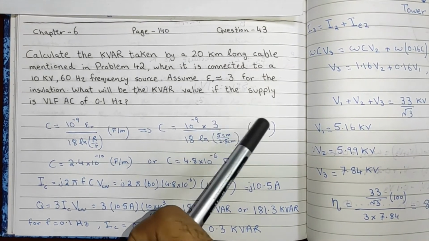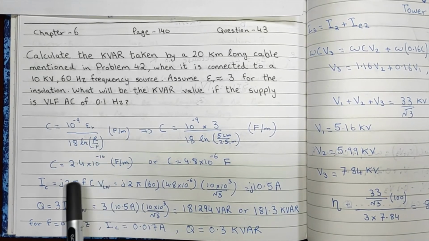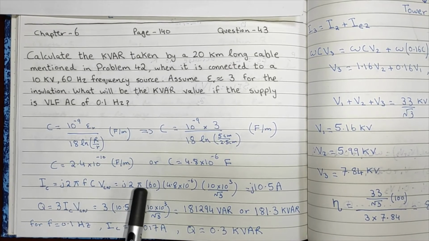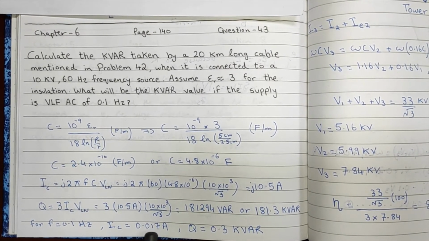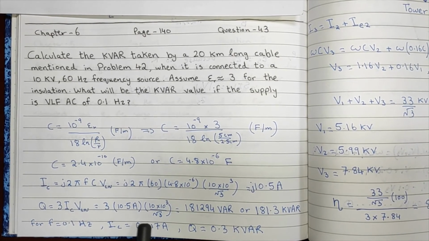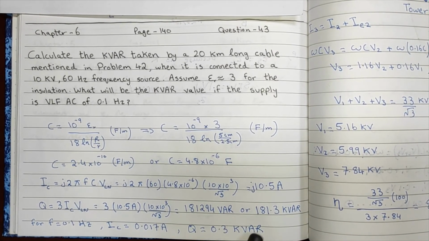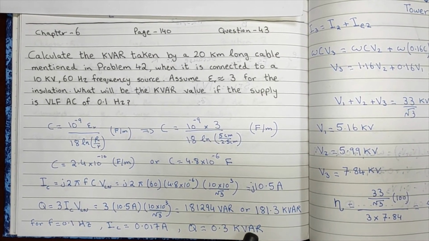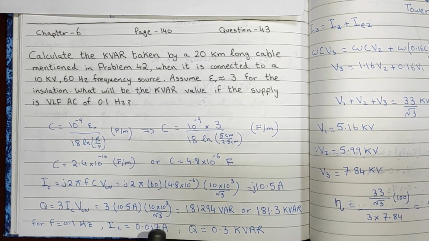And now for the second part of the question, it just says to calculate the same Q if the frequency was 0.1. So just replace this frequency of 60 by 0.1 and you will get the value of charging current to be 0.017 amperes. And then use this current in the formula of the reactive power, and you will get the reactive power to be 0.3 kVAR. From 181.3 to 0.3 kVAR by just reducing the frequency from 60 to 0.1, or VLF, very low frequency.